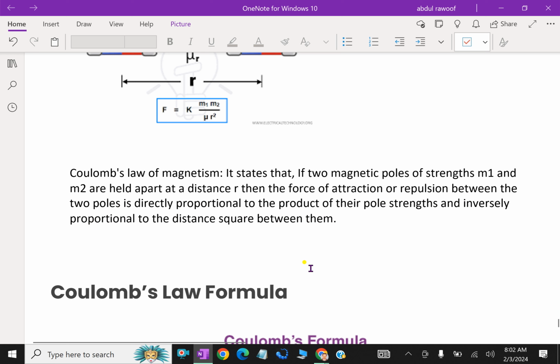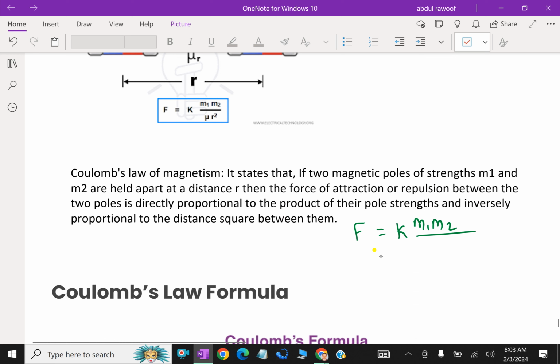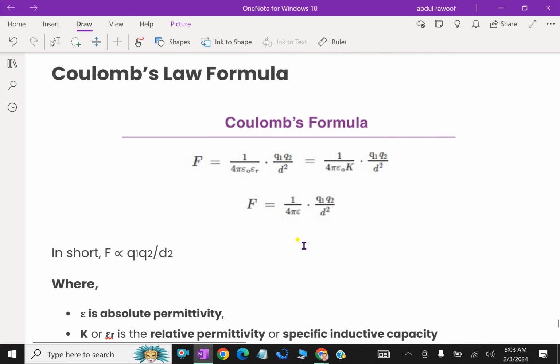That means, look here, force is equal to a proportionality constant times M1 and M2, the product of the magnetic pole strengths, divided by the distance r square, where mu is a constant, the relative permeability. Now we'll discuss Coulomb's law formula.